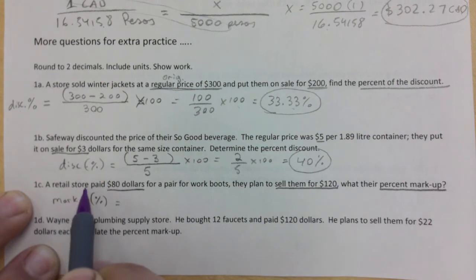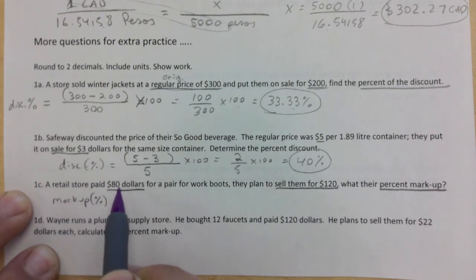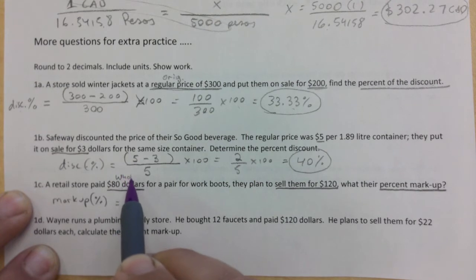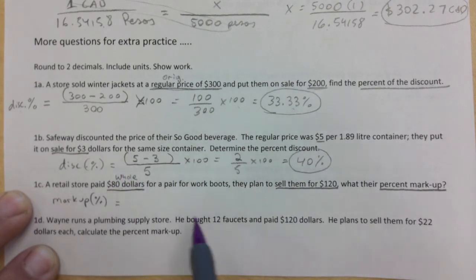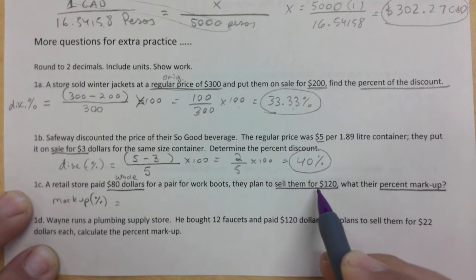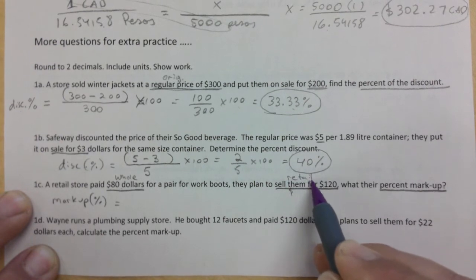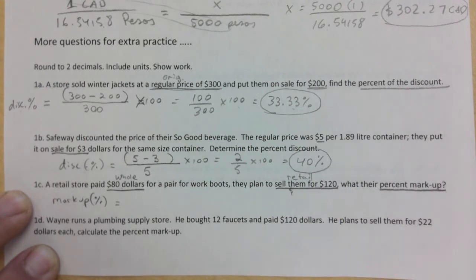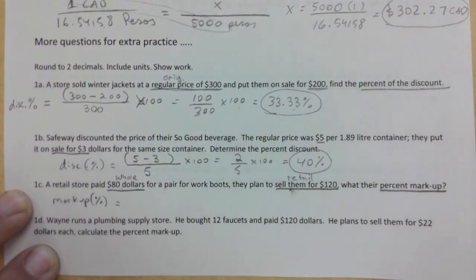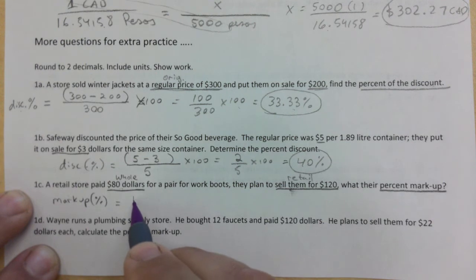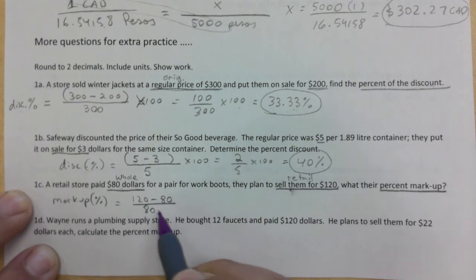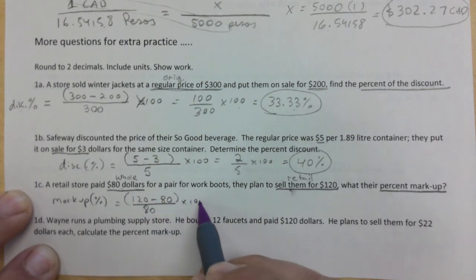Sorry, if the retail store paid $80, what is this? This is wholesale. I'm just going to put whole in there. And then when they sell them, that's called the retail, right? This is what we call the retail. So wholesale, retail price. So we would take the 120, subtract the 80, and in this case, it's the wholesale that goes down here. Okay.